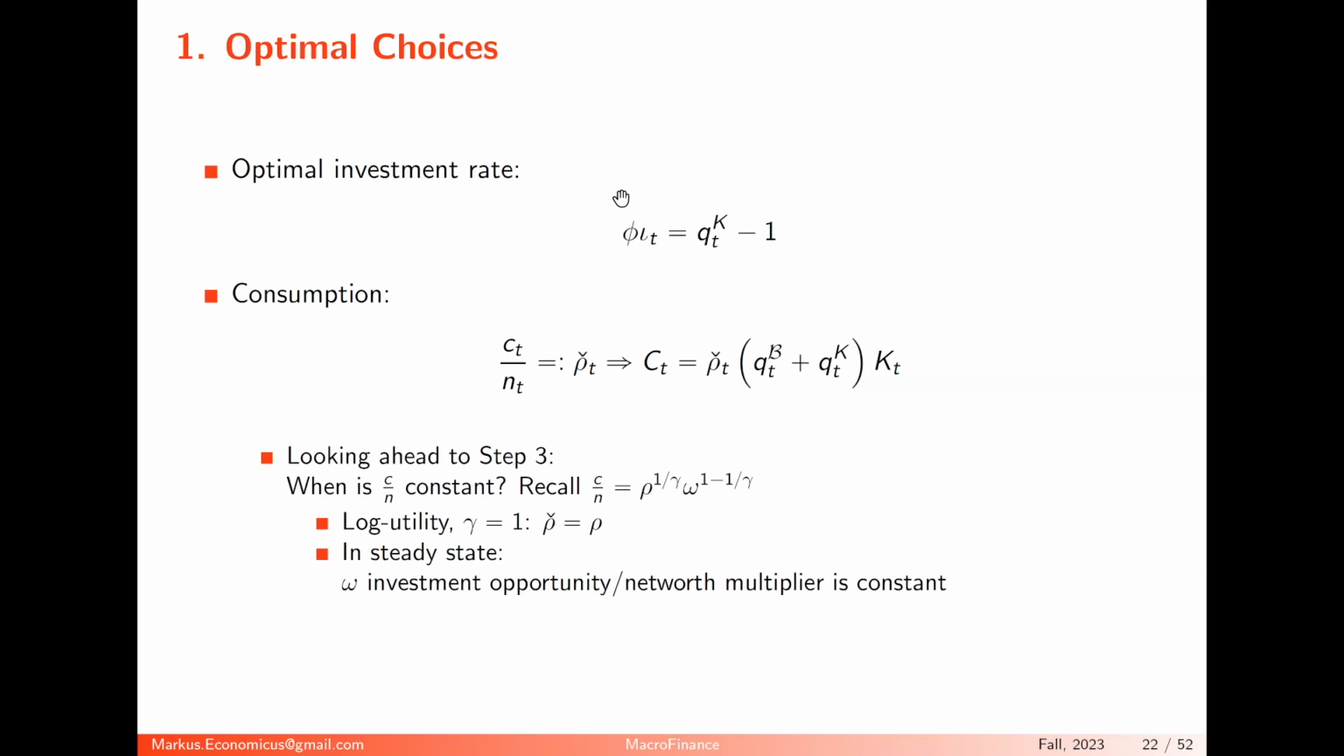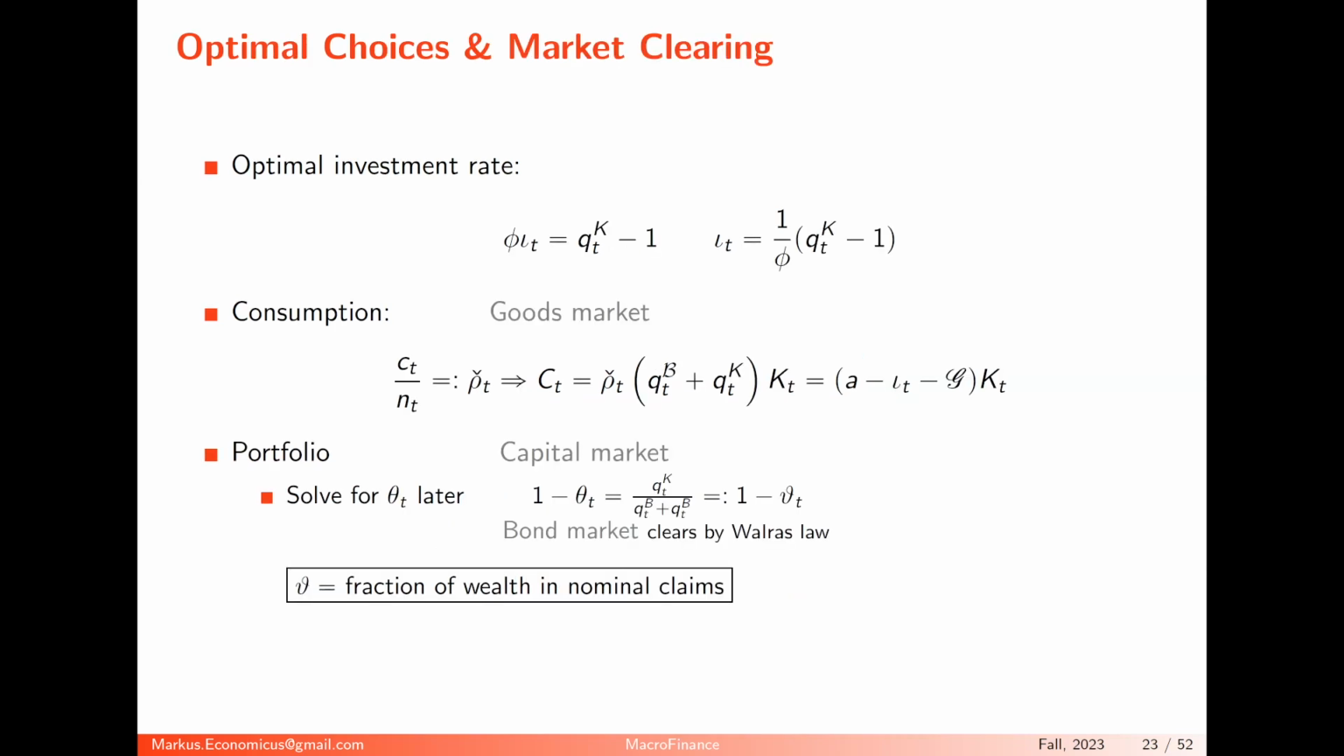Okay, so each guy has to make 3 choices: how much to invest, the investment rate, how much to consume, and his portfolio choice. Okay. So the portfolio choice, I don't solve yet. So he puts theta, a fraction of his wealth, in the government bond, and 1 minus theta he puts in the physical capital. Okay. And the capital market clearing condition is that 1 minus theta is QK times K divided by QB plus QK times K. So this should be a K.